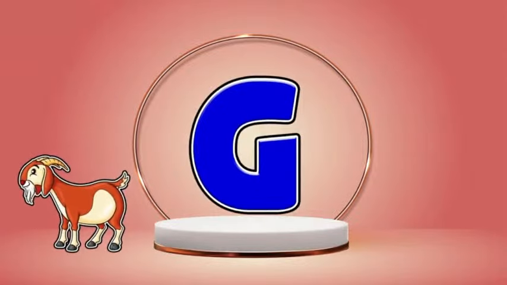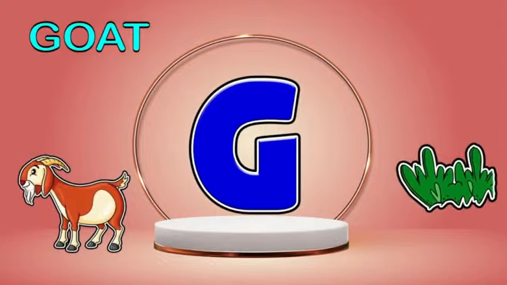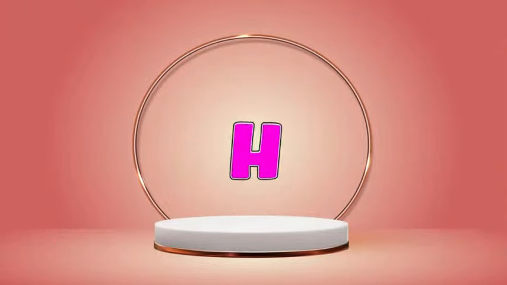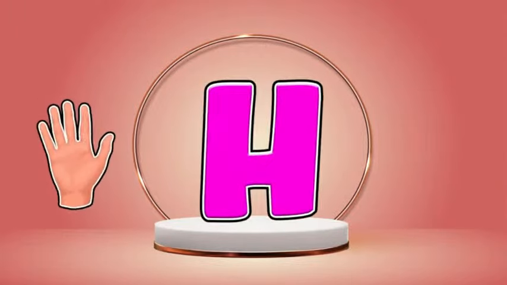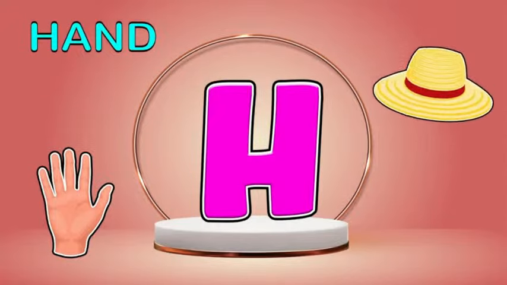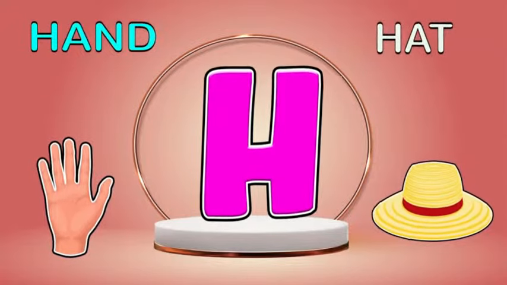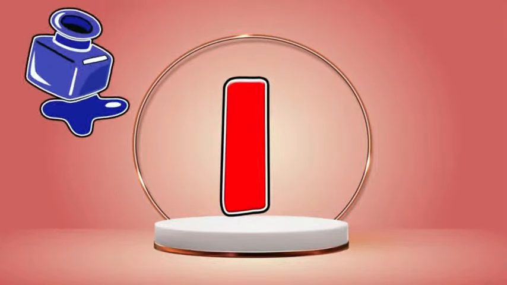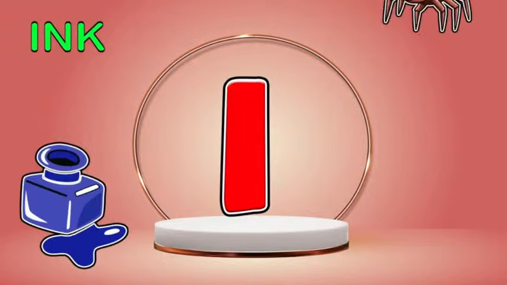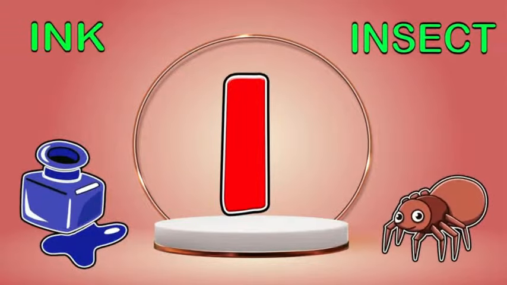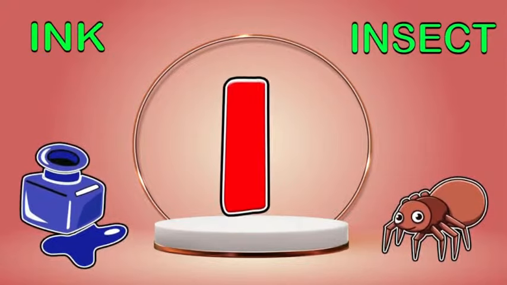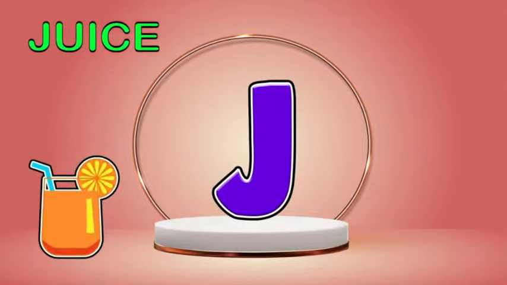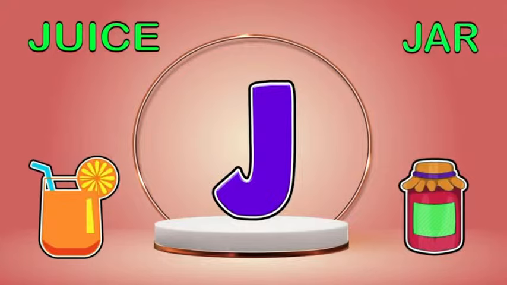G for goat, G for grass, G, G, G. H for hand, H for head, H, H, H. I for ink, I for insect, I, I, I. J for juice, J for jar, J, J, J.